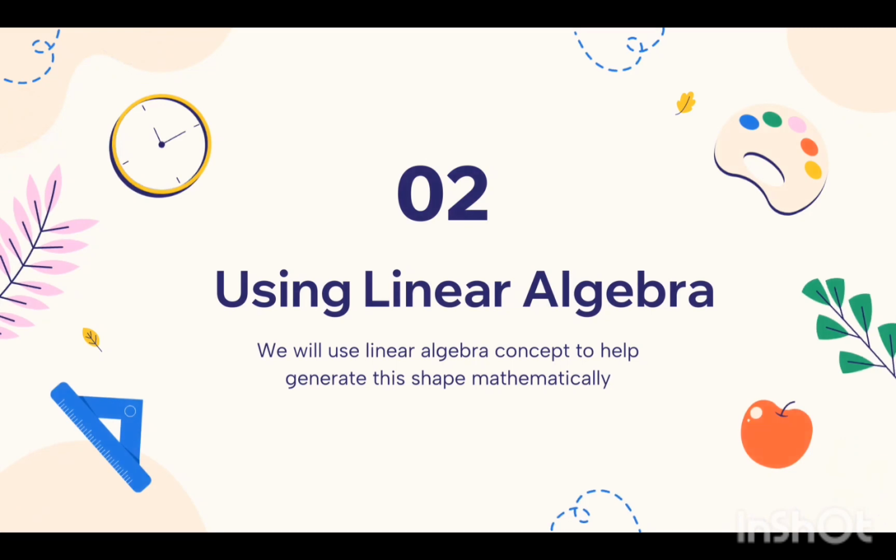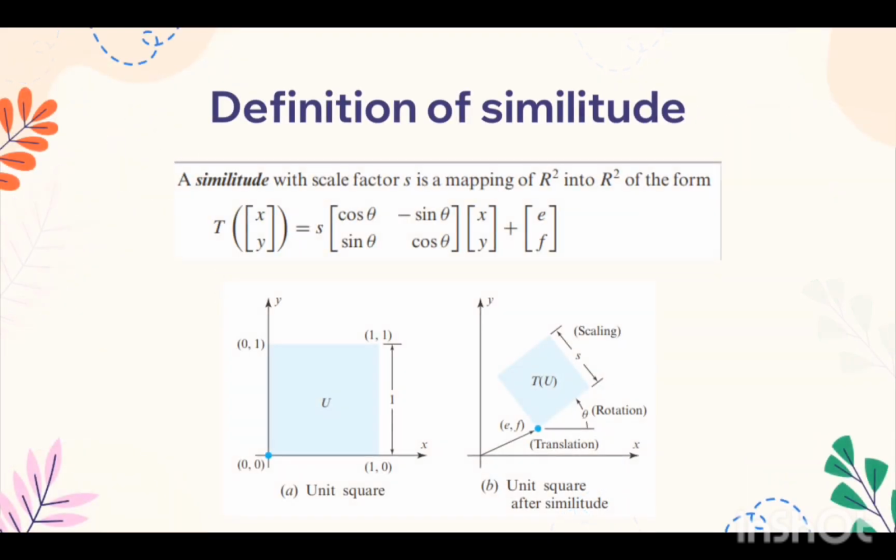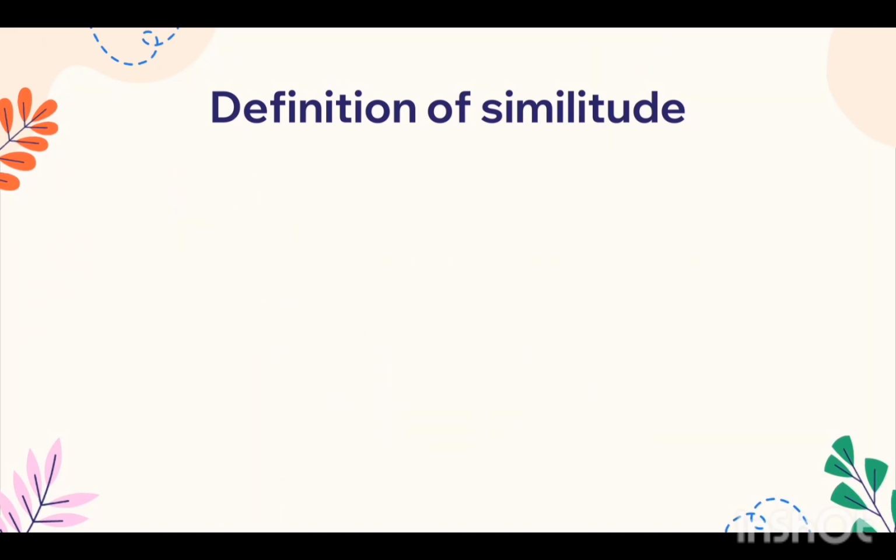Next, we will see how we can use linear algebra with fractals. We will be using linear algebra concepts to help generate some shapes mathematically. Before that, we will introduce a similitude. Basically, a similitude is an image that is produced when the object is translated, rotated, or scaled.